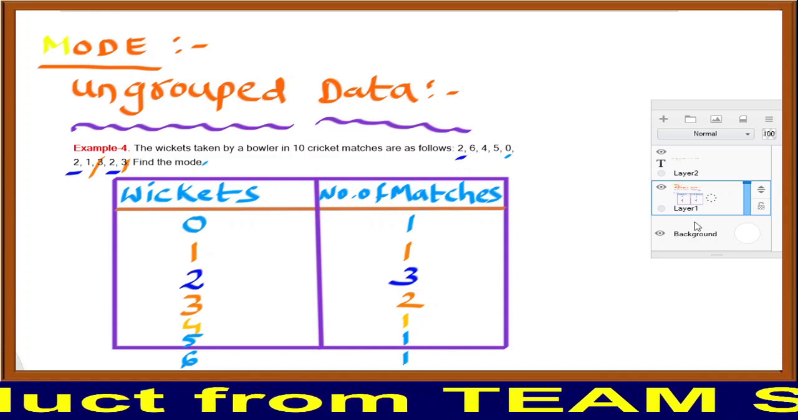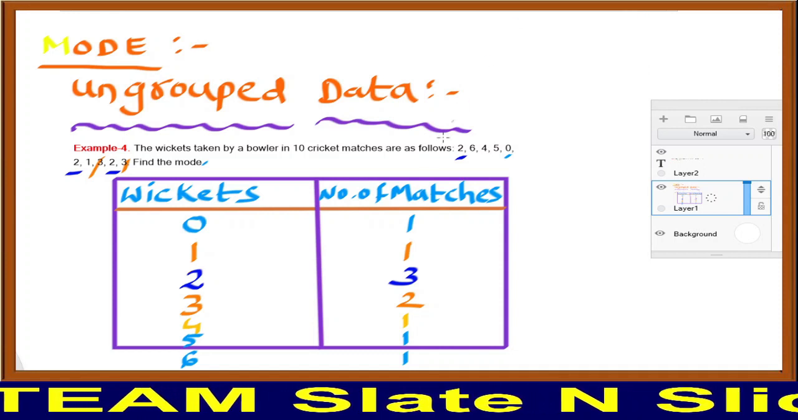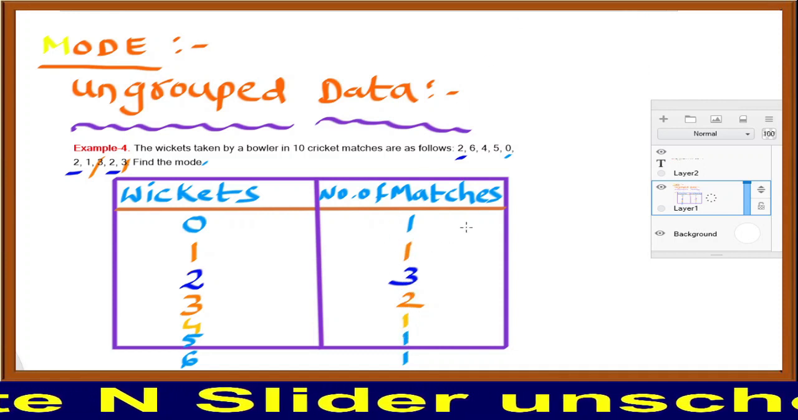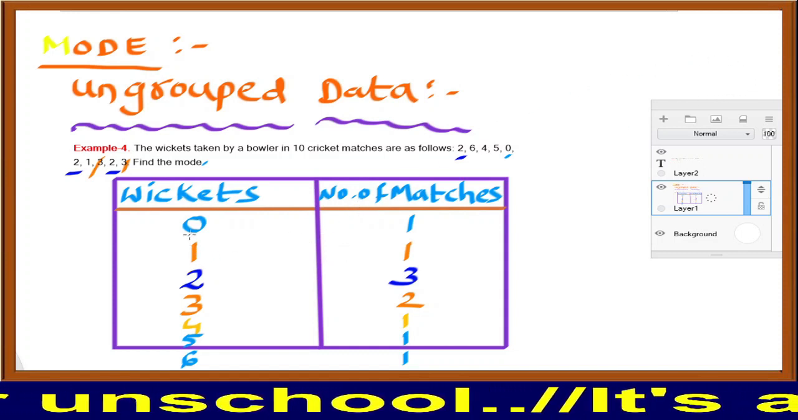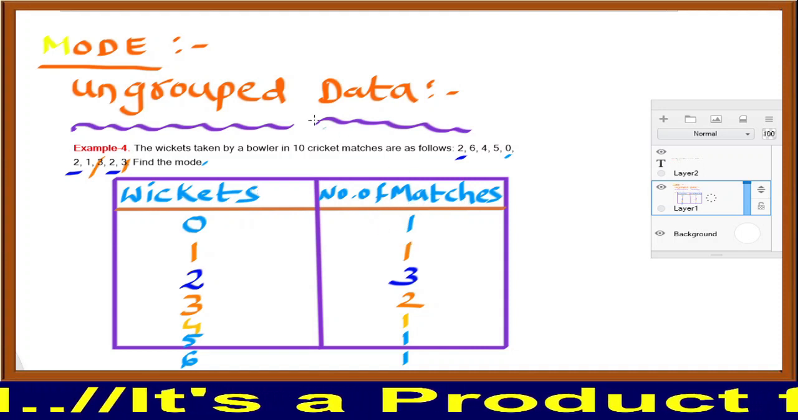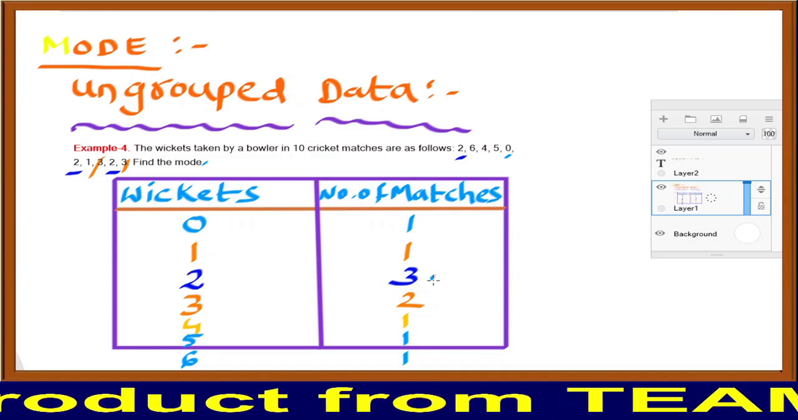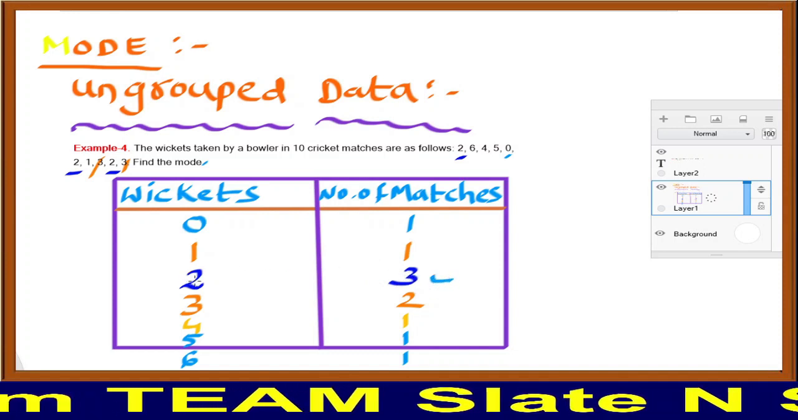So, first count the total number of matches. The total number of matches is 1 plus 1, 2, 3, 5, 7, these 3, 10. So, this is the data of 10 matches. Among all this data, the highest frequency, number of matches means frequency, the highest frequency is 3. So, the corresponding value of the highest frequency 3 is 2.